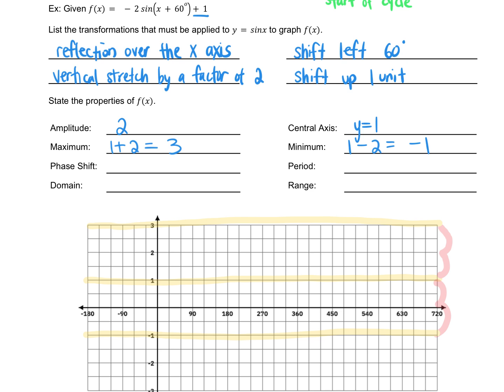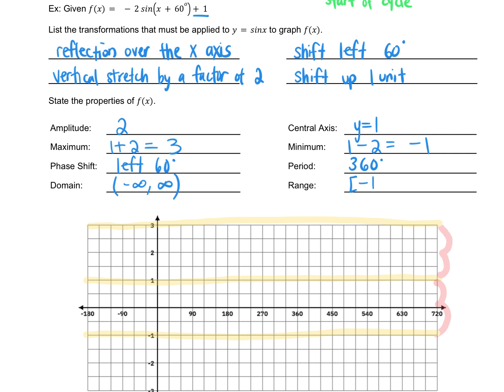And I like to highlight these lines because that gives me a good reference of where my function has to take place. It has to take place between -1 and 3, and those are the 3 lines where all my key points will occur. The phase shift is left 60 degrees. The period is 360 no matter what. Domain -infinity to infinity.